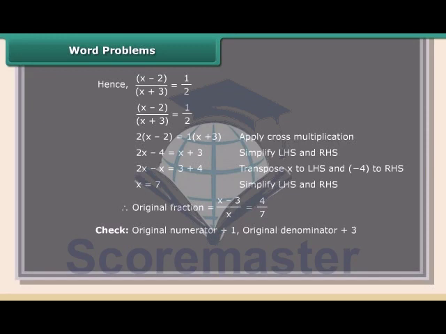Check. Original numerator plus 1, original denominator plus 3, which is equal to (4 + 1)/(7 + 3) = 5/10, which equals 1/2, which is correct.